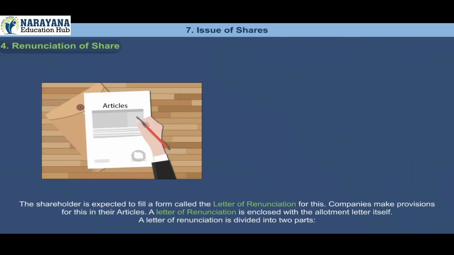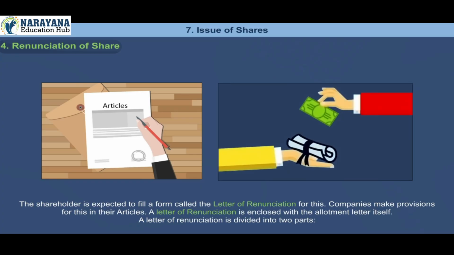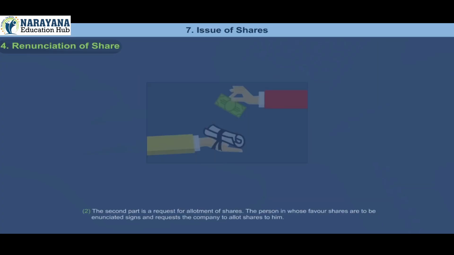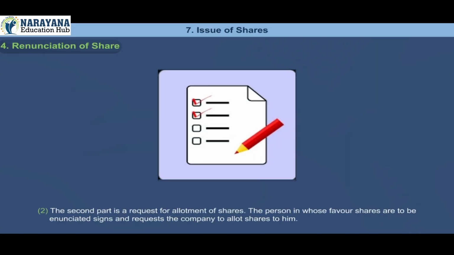A letter of renunciation is enclosed with the allotment letter itself. A letter of renunciation is divided into two parts. 1. The first part is a letter of renunciation in which the original shareholder signs and states that he wants to renounce some or all shares in favor of a certain person. 2. The second part is request for allotment of shares. The person in whose favor shares are to be renounced signs and requests the company to allot shares to him.